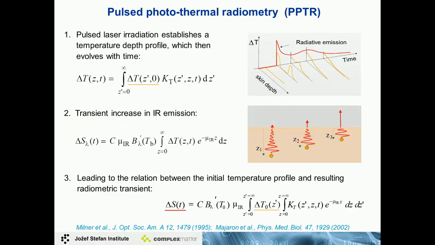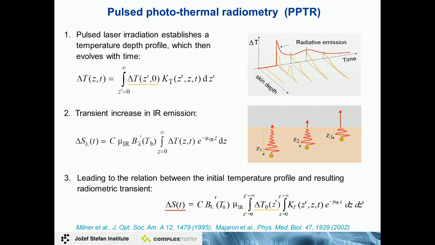So here's a little bit of the theory behind it. If this is the baseline temperature inside the tissue, and this is the skin depth, which is uniform, then it becomes disturbed by the laser absorption, and as the heat diffusion takes place over time, the radiative emission on the surface is going to undergo this transient change. The temperature field evolution can be described by means of a Green's function approach, starting from the initial laser-induced temperature profile.